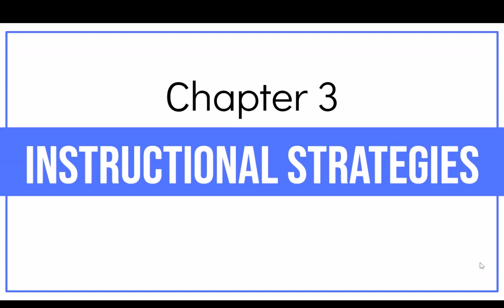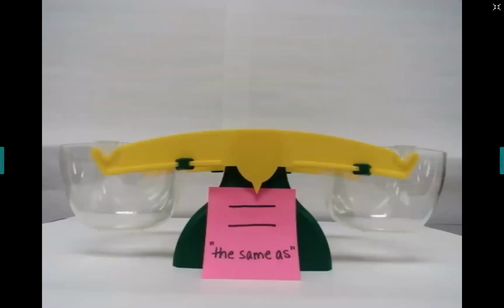Chapter 3 of the video will highlight specific instructional strategies that will be utilized in this unit. Please refer to the Analyzing the Standards document for guidance on additional instructional strategies for each IOA. I am going to highlight strategies that will be used for IOA 2E, using the meaning of the equal sign to determine if equations are true or false.